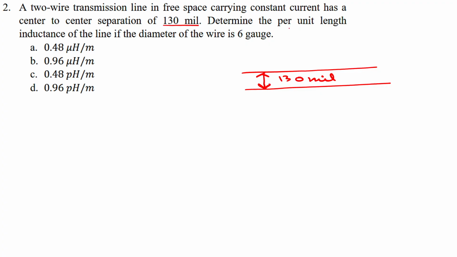And we have to determine the per unit length inductance if the diameter of the wire, wire 1 and wire 2 both are same, and the diameter of this wire is 6 gauge. So I hope the question is clear.